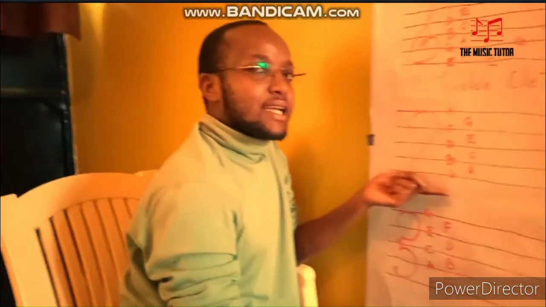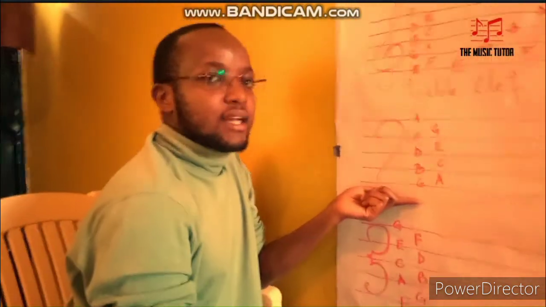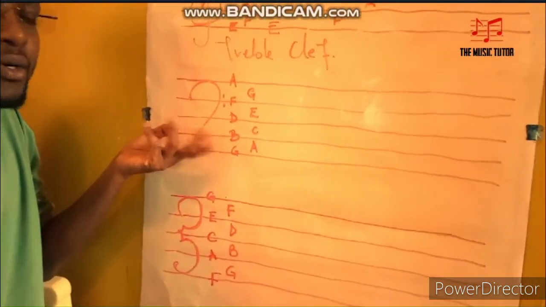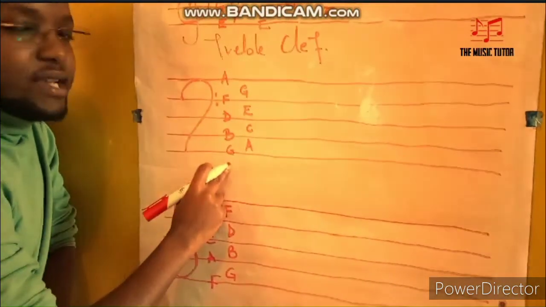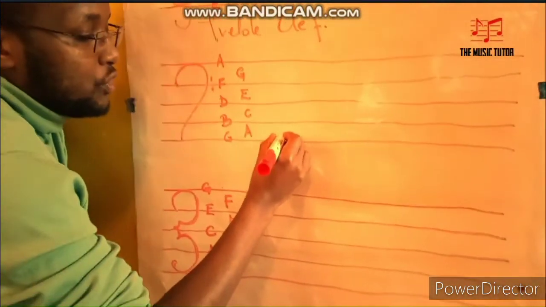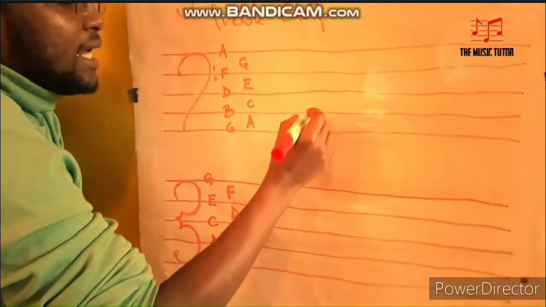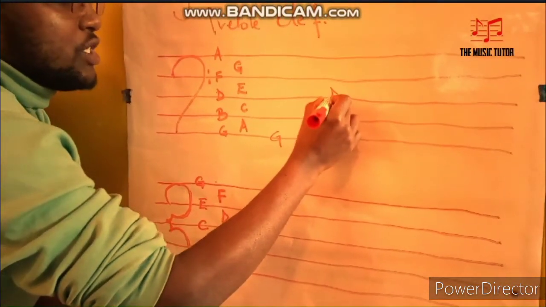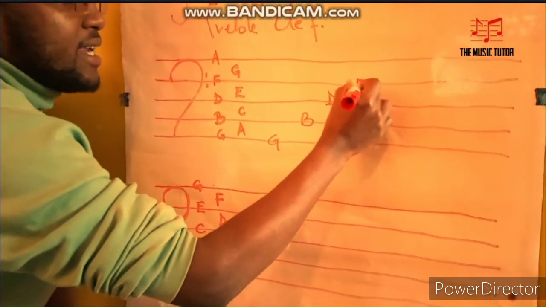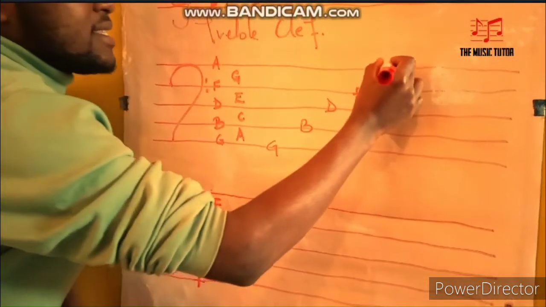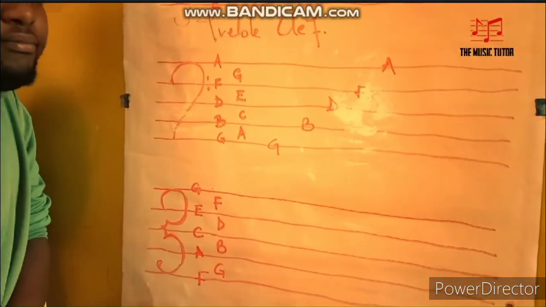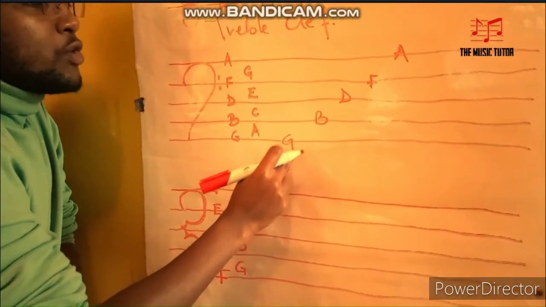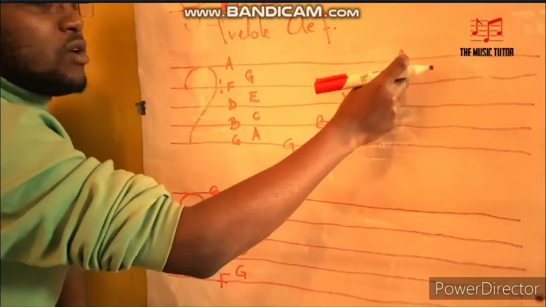We go to the second clef, the bass clef. We start naming them from below again. The lowest line is line G. The second line is line B. The third line is line D. The fourth line is line F. The fifth line is line A. We memorize them as good boys deserves favor always.